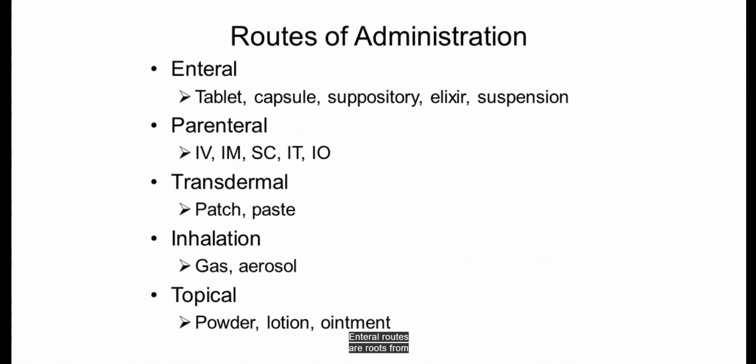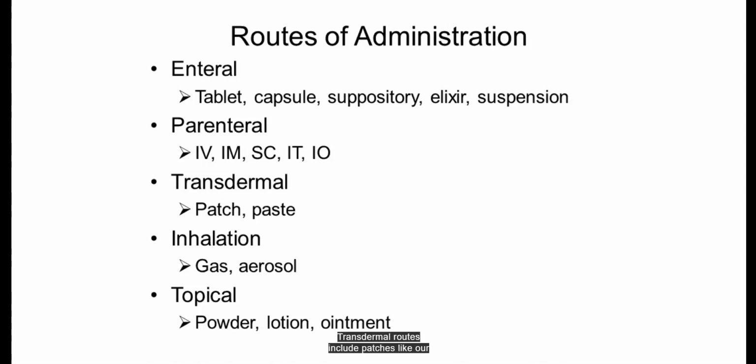Enteral routes are routes from mouth through the digestive system. They include oral, sublingual, under the tongue, nasogastric, gastric, and jejunal tube administration that we often see in the hospital setting, and rectal administration. Parenteral routes are anything with a needle or injectable, for instance, intravenous, injected into the vein or IV, intramuscular, injected into the muscle or IM, subcutaneous, injected under the skin or SC, intrathecal, into the spinal cord, IC, or intraosseous, injected into the marrow of the bone, or IO.